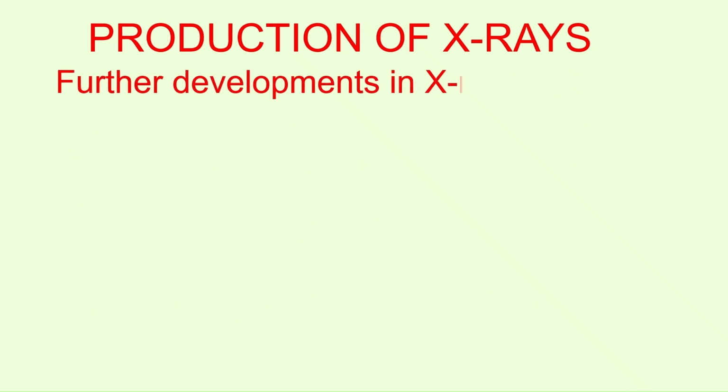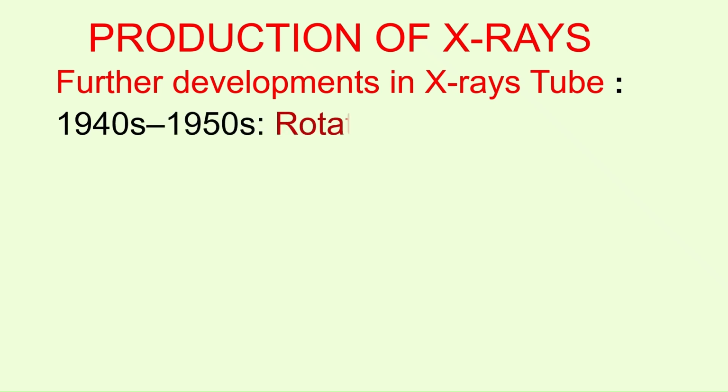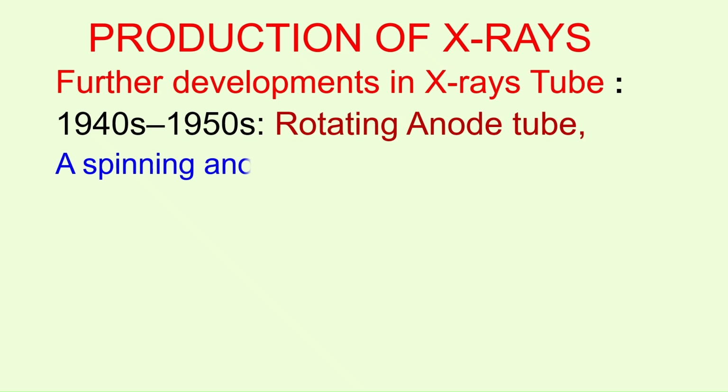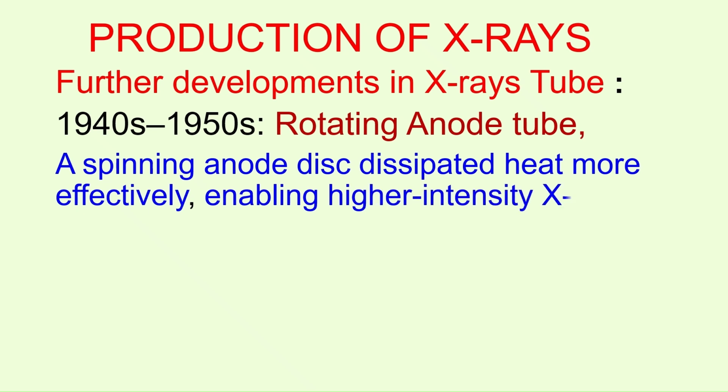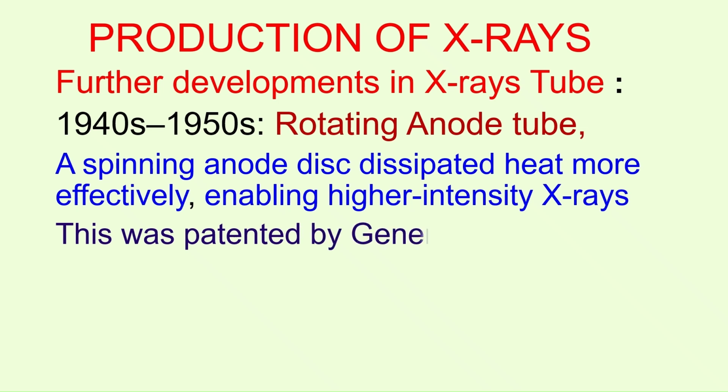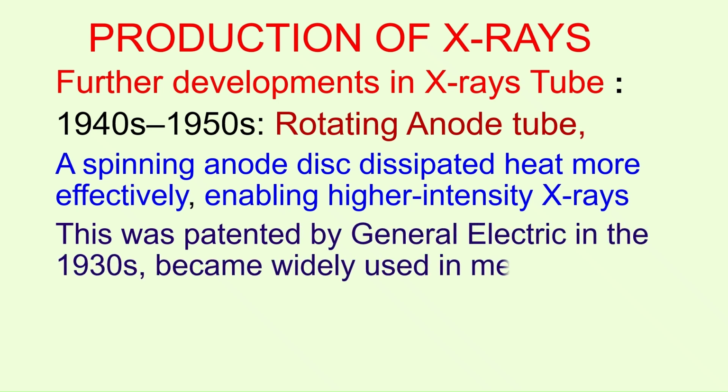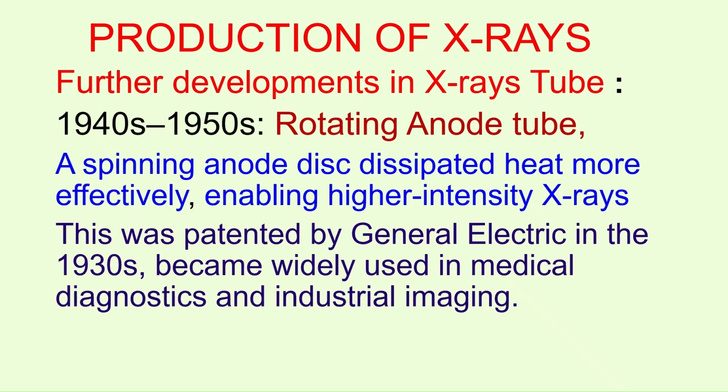In further developments of X-ray tubes, during the 1940s and 1950s, rotating anode tubes were employed to minimize heating of the anode in the tube. A spinning anode disc dissipated heat more effectively, enabling higher intensity X-rays. This was patented by General Electric in the 1930s and became widely used in medical diagnostics and industrial imaging.